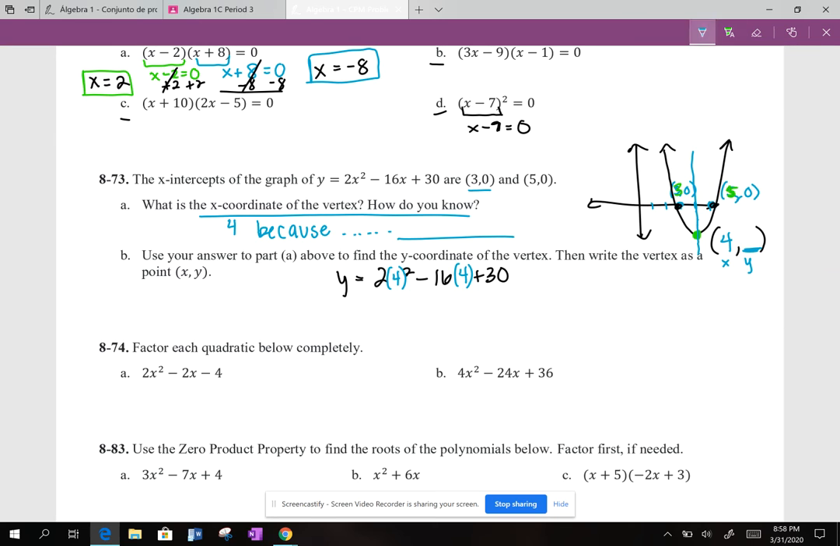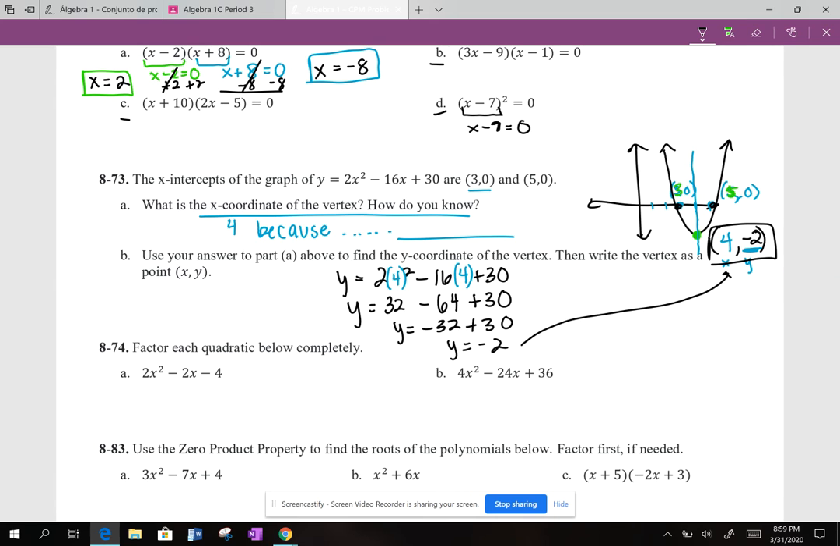Let's use PEMDAS. Don't do 2 times 4 and then square that. Do 4 squared first, because exponents come before multiplication in PEMDAS. 4 squared is 16. 2 times 16 is 32. 16 times 4 is 64. 32 minus 64 is negative 32, and then negative 32 plus 30 is negative 2. So that number, you guessed it, is the y-coordinate for our vertex. That's my vertex.